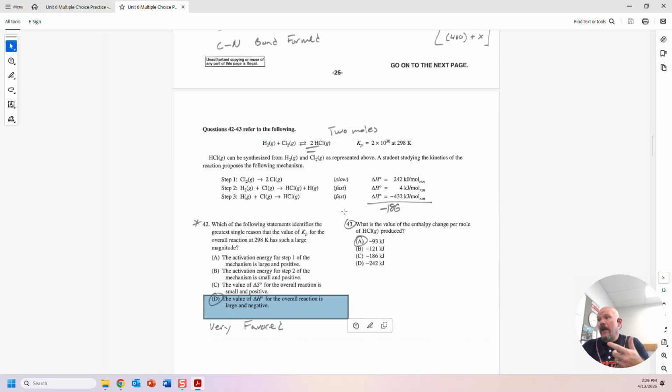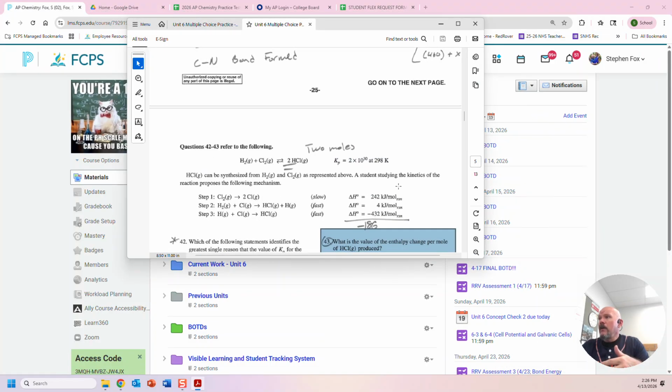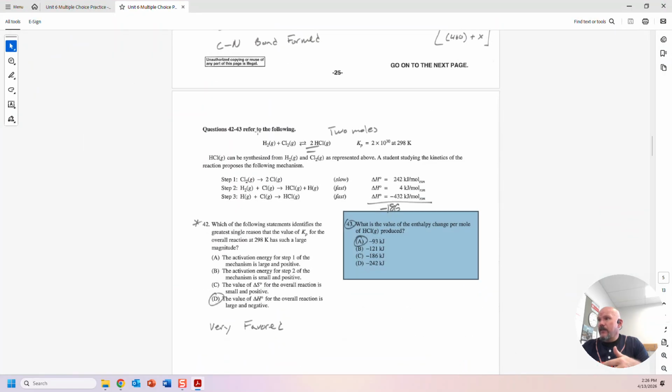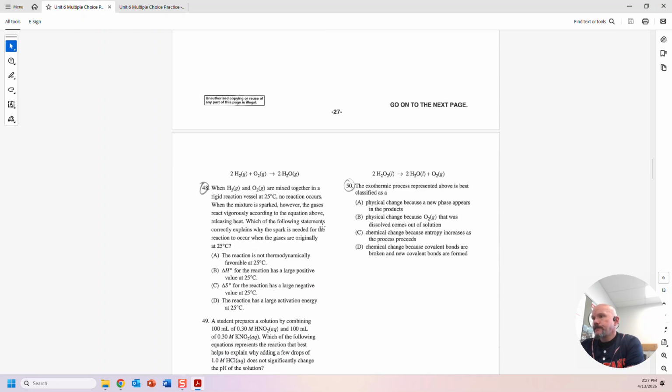And this one we have to be careful. Remember, we added up the delta H for this reaction, and this shows the formation of HCl, and so a lot of kids are going to pick that one. But this is asking for the enthalpy change per mole of HCl, but this shows 2 moles. So we had to divide the delta H by 2 to get the delta H for 1 mole of HCl being formed. So that's why it's A. Moving on.